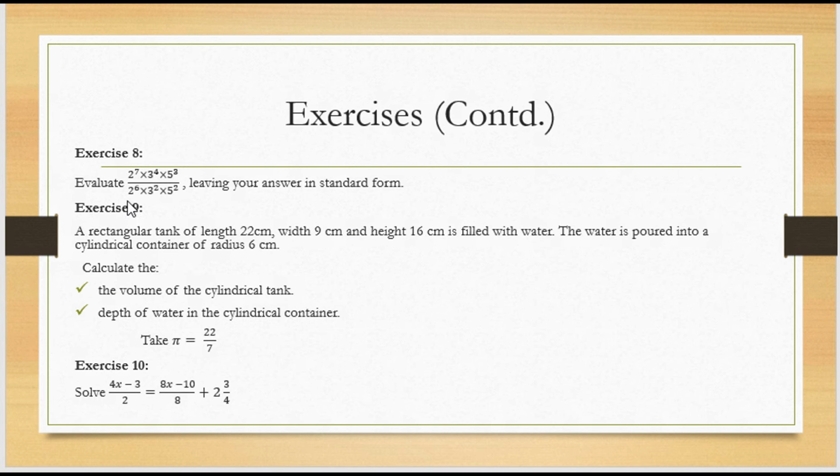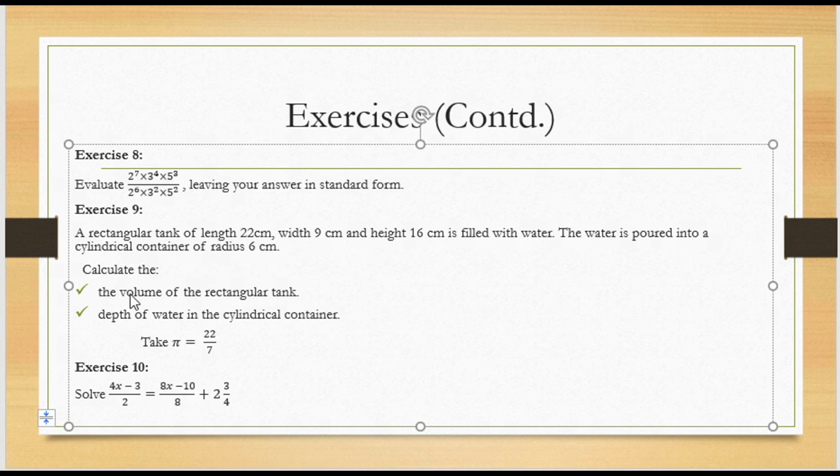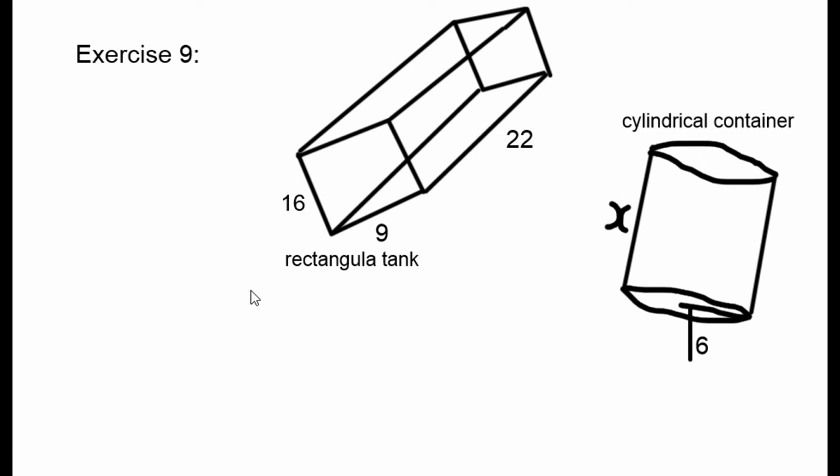Let's take exercise 9. A rectangular tank of length 22 cm, width 9 cm, and height 16 cm is filled with water. The water is poured into a cylindrical container of radius 6 cm. Calculate the volume of the rectangular tank and the depth of water in the cylindrical container. Take pi equals 22 over 7.